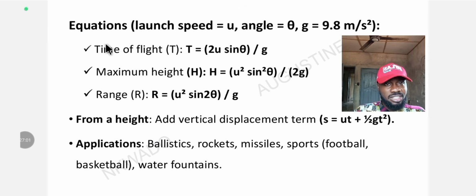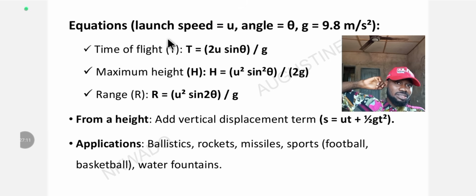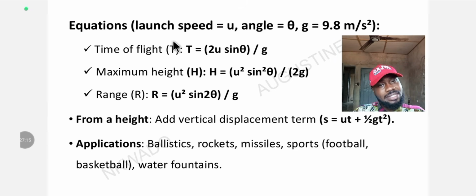For example, the formula for time of flight of a projectile is capital letter T, big T. There's another one, small t, which is the time taken to reach the maximum height, but JAMB didn't ask us to know that one. It's not part of the syllabus. So time taken to reach the maximum height is small letter t, while the time of flight is capital letter T. The formula for the time of flight of a projectile is T equals 2u sin theta over g.